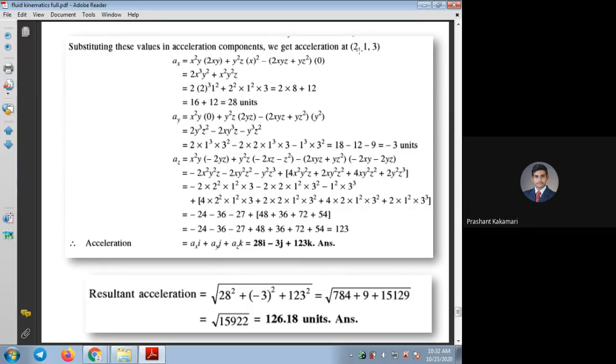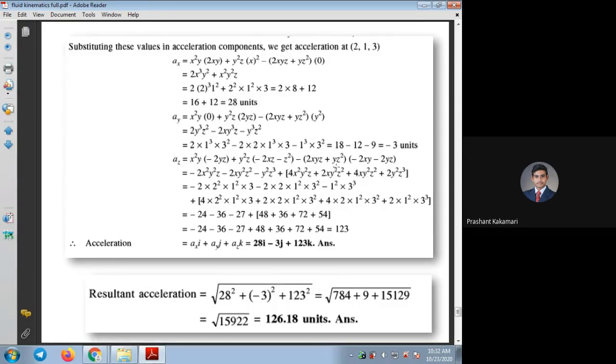Then substitute all these numbers. With respect to x, you substitute 2. In place of y, you substitute 1. In z, you substitute 3. And find out acceleration in z direction. Then they have taken minus 2x square y square z minus 2xy square z square minus y square z cube plus 4x square y square z plus 2xy square z.